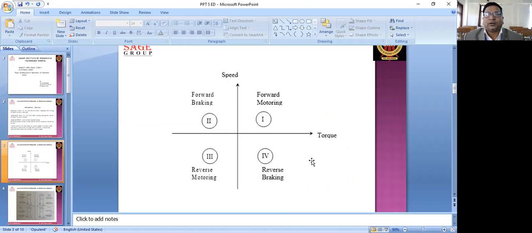This is the quadrant block diagram, the quadrant system. The speed-torque characteristic has the speed on the y-axis and the torque on the x-axis. The first quadrant is called forward motoring, the second quadrant is called forward braking, the third quadrant is reverse motoring, and the fourth quadrant is reverse braking.